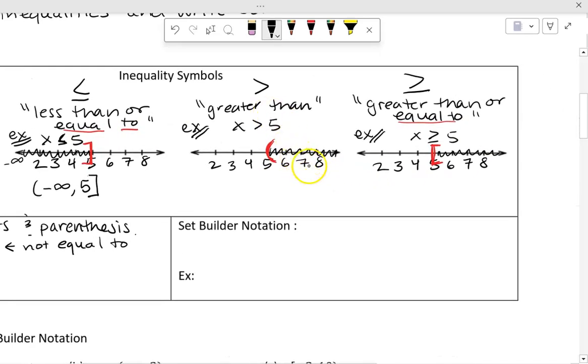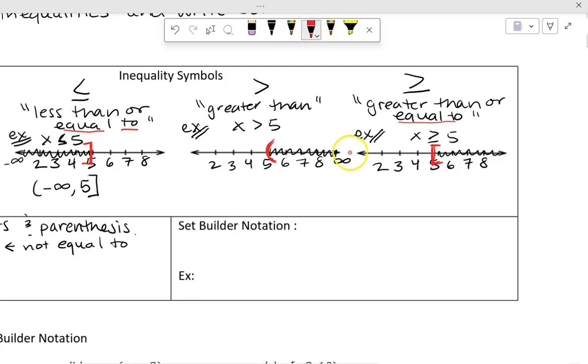Now let's do a greater than one. In this example, x was allowed to be anything greater than 5, and that is anything all the way up to positive infinity. x can be 100, x could be 1,000,000, x could get higher and higher and higher all the way to infinity.